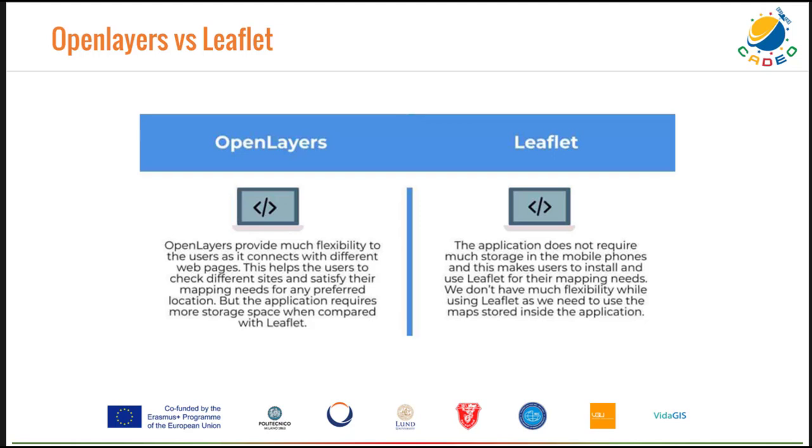OpenLayers provides much flexibility to the user as it connects with different web pages. This helps users to check different sites and satisfy their mapping needs for any preferred location. But the application requires more storage space when compared with Leaflet. While in Leaflet, the application does not require much storage on mobile phones, and this makes users install and use Leaflet for their mapping needs. We don't have much flexibility while using Leaflet, as we need to use the map storage inside the application.